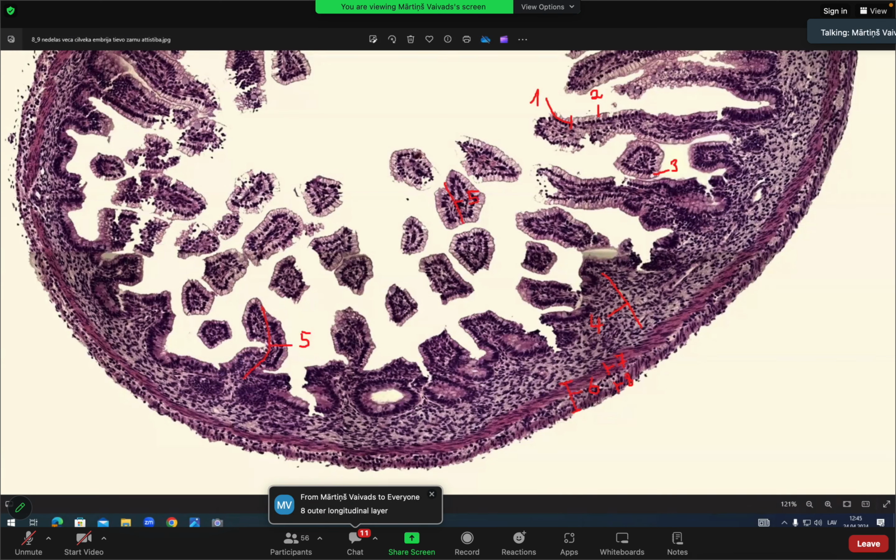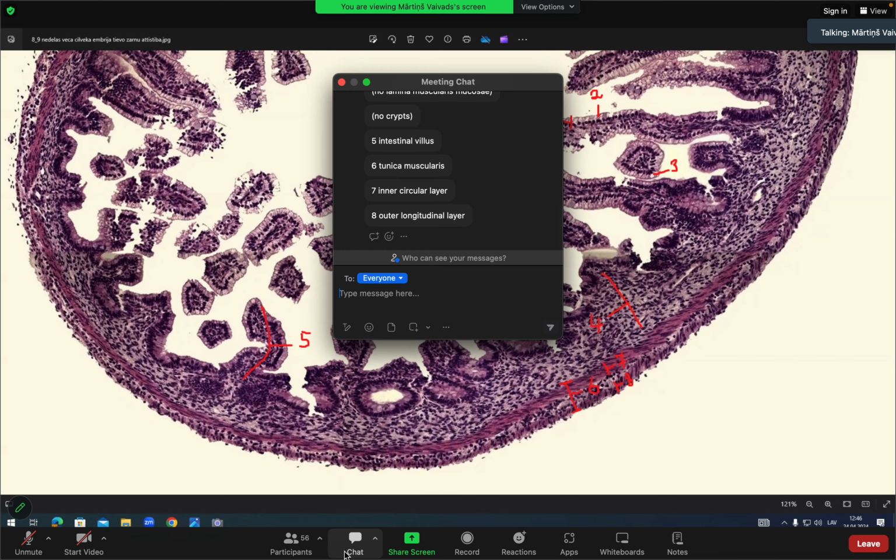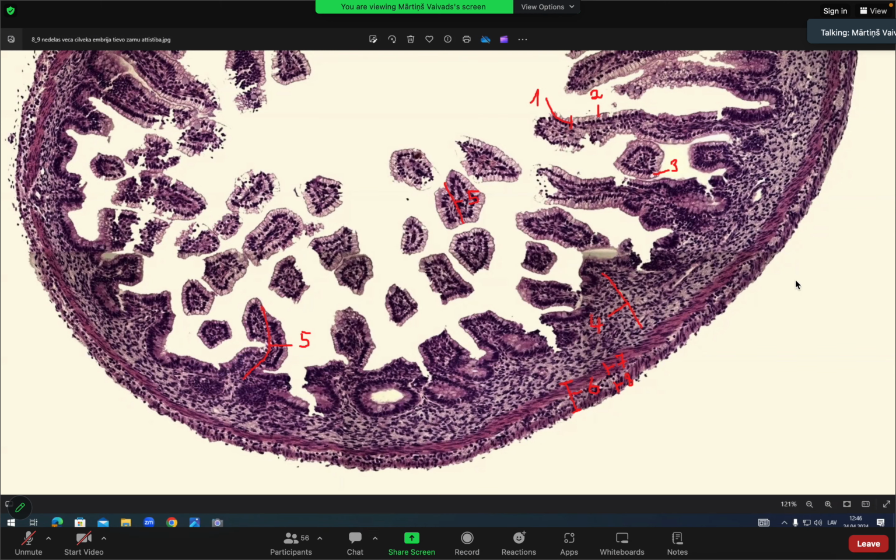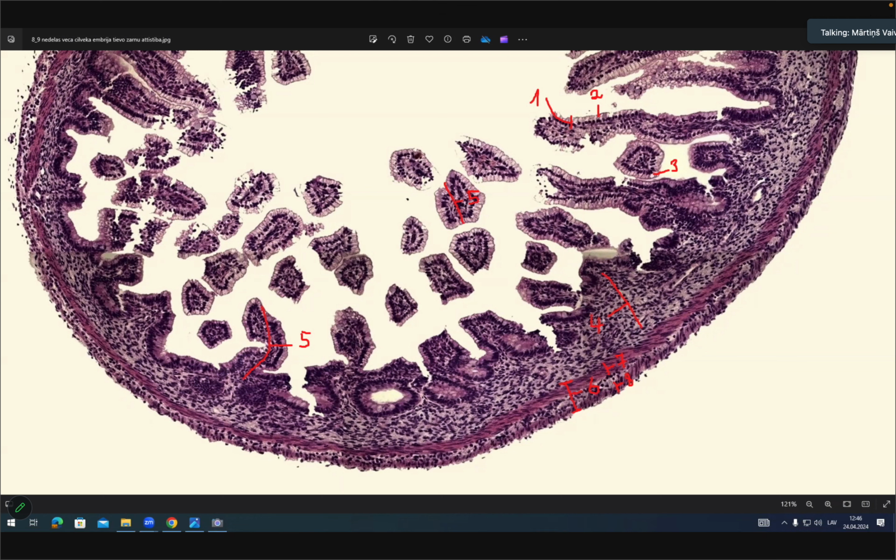What you need to be careful with: the inner circular layer is always the thickest layer, so it's much, much thicker, twice or three times as thick as the outer longitudinal one. This outer longitudinal layer can be only a single cell thick, so it's very, very thin. And sometimes students mistake this outer longitudinal layer for the serosa, but it's a separate layer inside the muscularis externa.